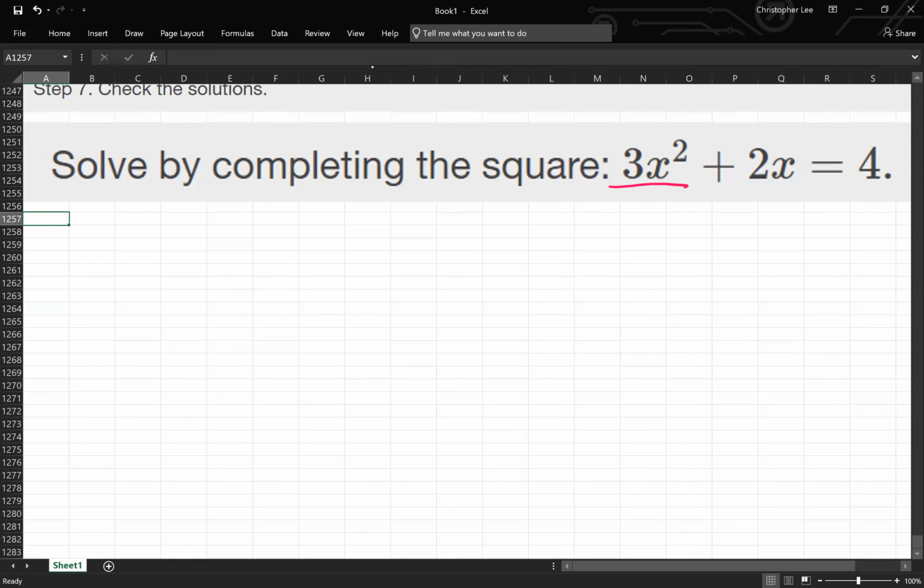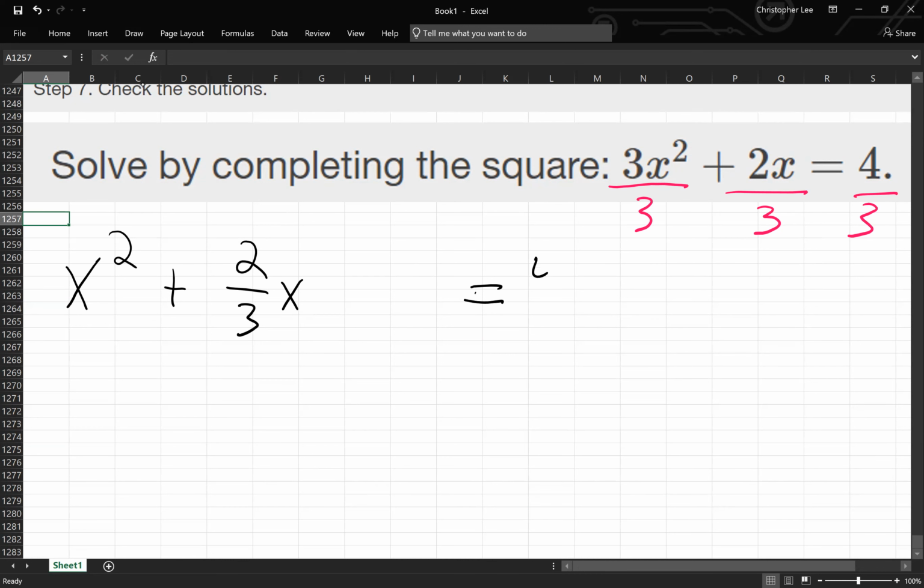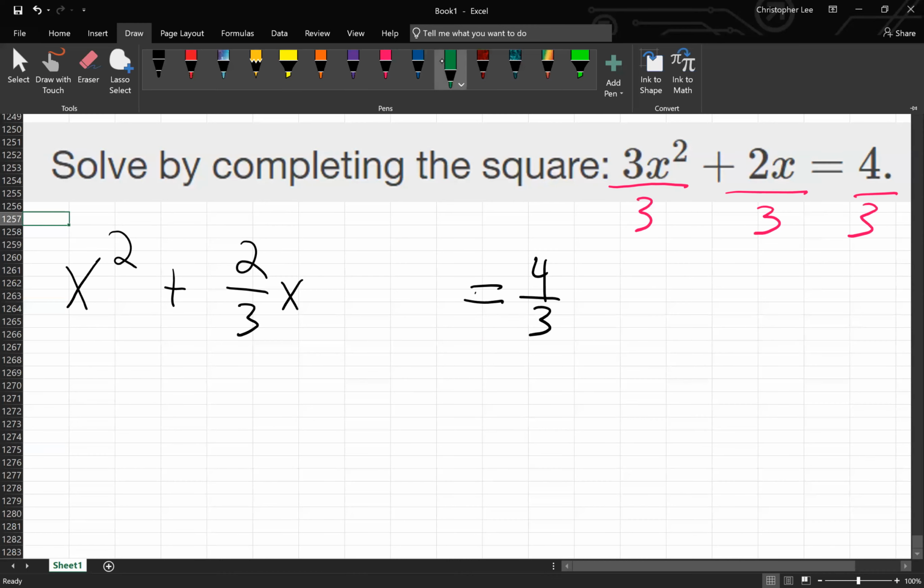So I'm going to divide by 3, but not just that part. I'm going to divide everything by 3, just like that, right? By doing that, what am I left with? I'm left with x squared plus 2 over 3x, right? And I'm going to add something that is equal to 4 over 3. Just like that, right?